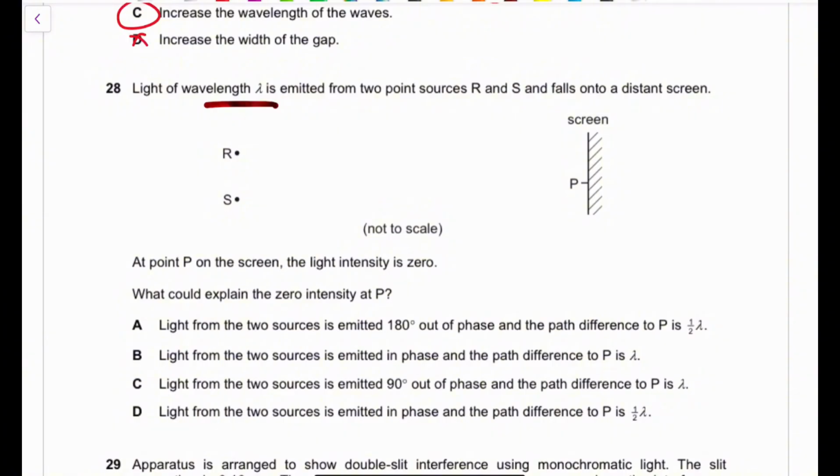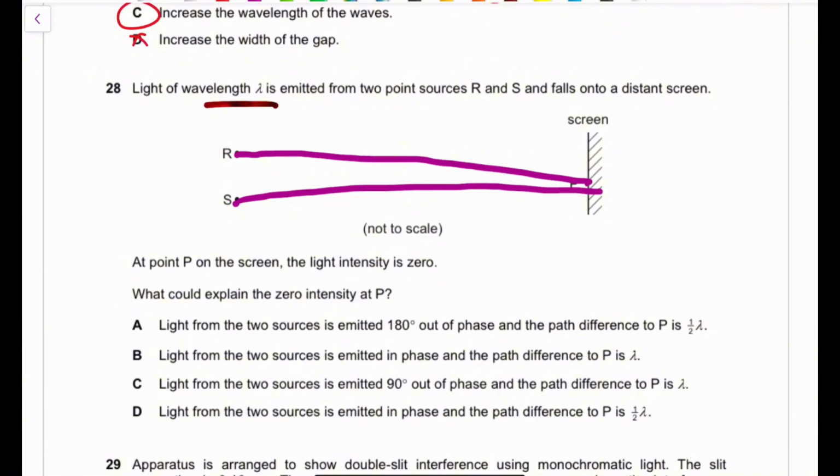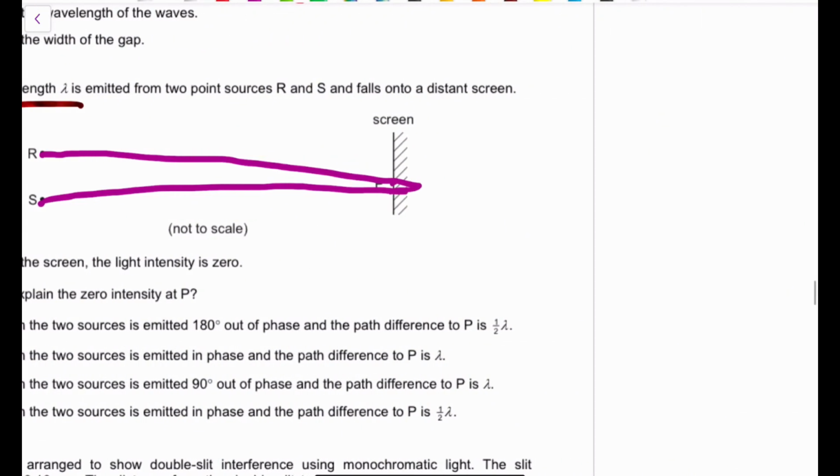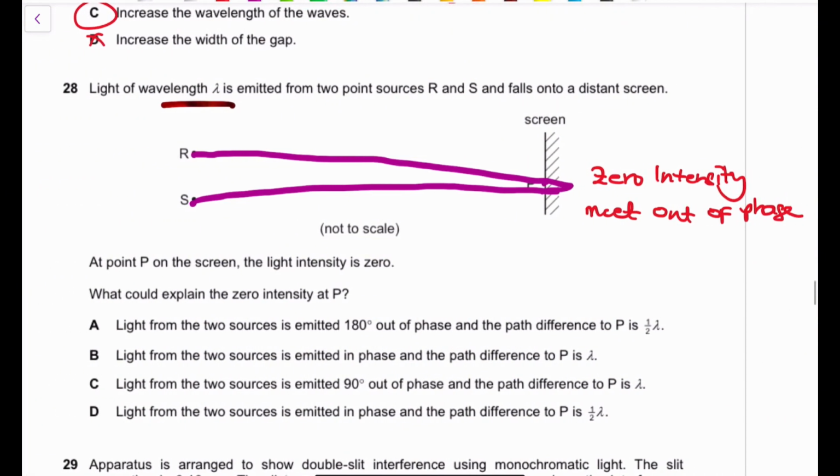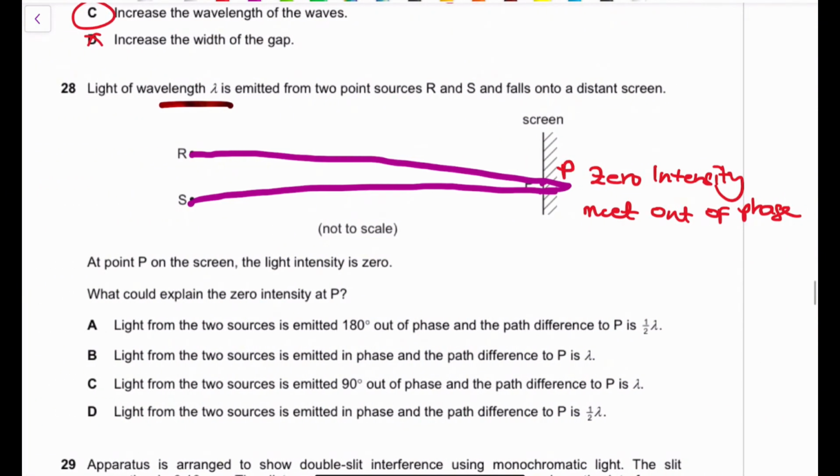So what's going to happen? The wave is going to travel from R until it reaches P. The wave is going to travel from S until it reaches P. If they have zero intensity when they meet here, it means that they're going to meet out of phase when they arrive at point P, right?